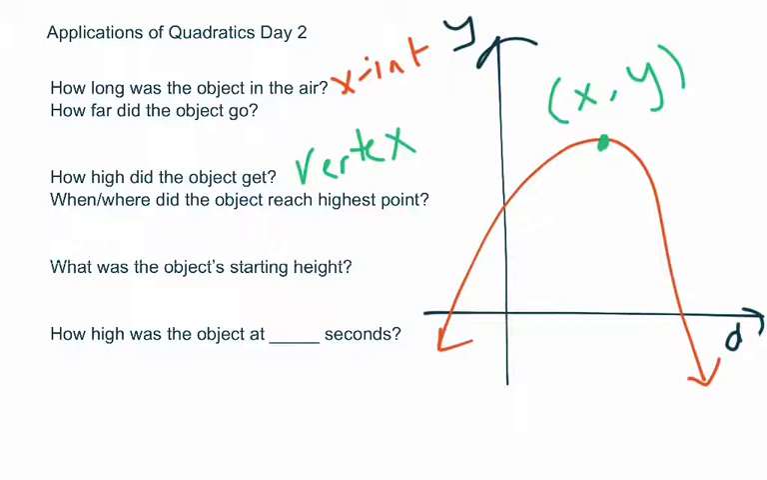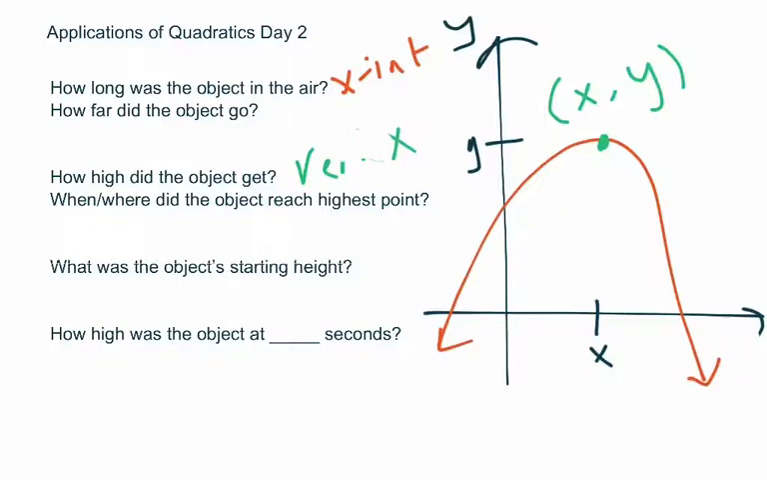Where or when did the object reach its highest height? That is an x-coordinate question. So you have the y-coordinate, which tells you how high, and the x-coordinate, which tells you when did it reach there, or where, how far away from the base of the log was it. So you might be asked for the y-coordinate of the vertex, the x-coordinate of the vertex, or both. You could be given these as 2 separate questions. So how high did the object get?